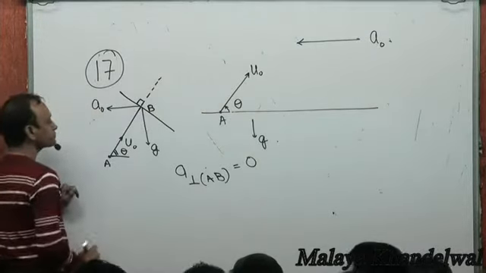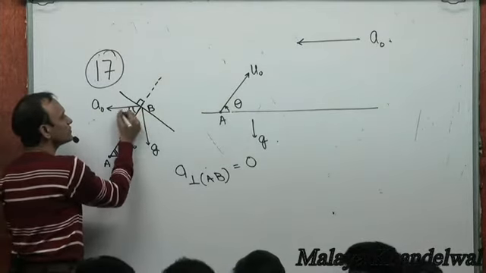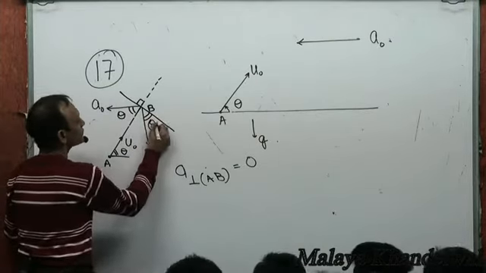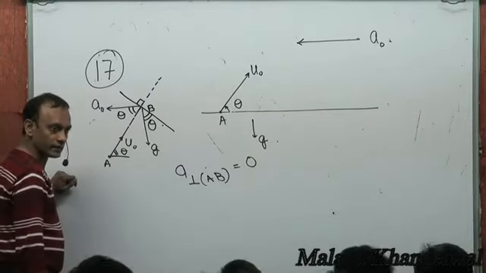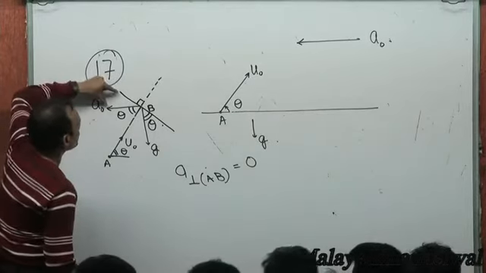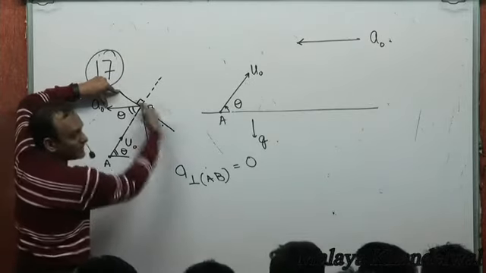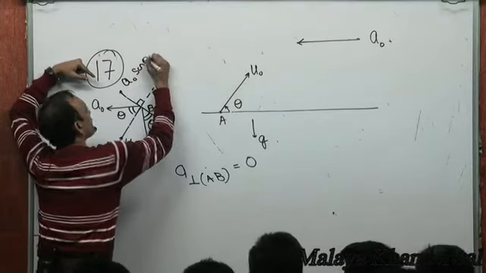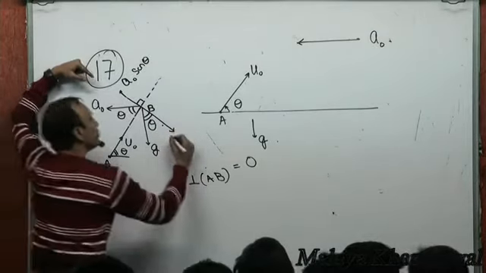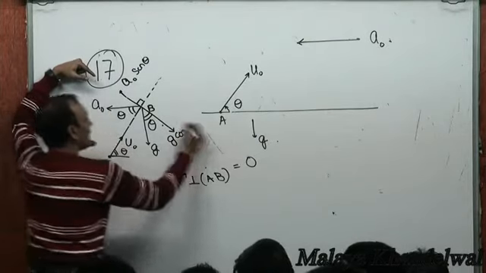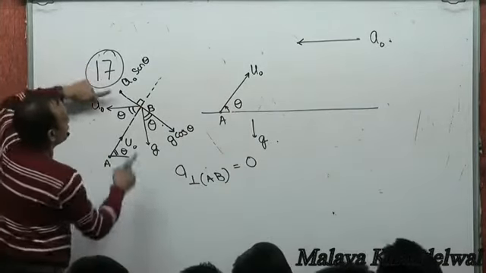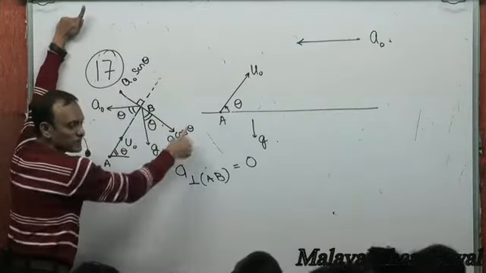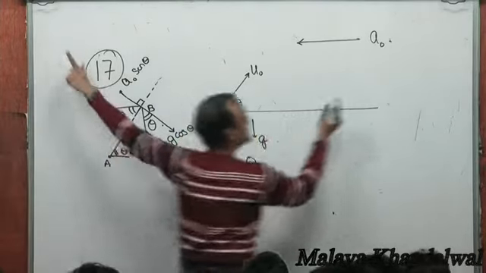Right? This is theta. Now, a naught sine theta is the acceleration perpendicular to AB like this. A naught sine theta, component of acceleration perpendicular to AB. And g cos theta is like this. The net acceleration in this direction must be 0. That means a naught sine theta must be equal to g cos theta. Right?